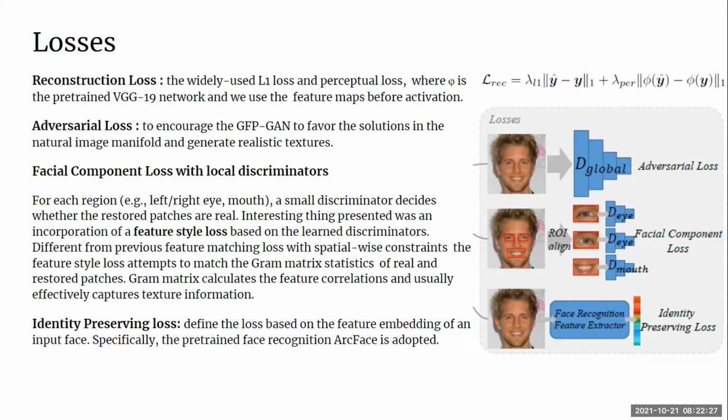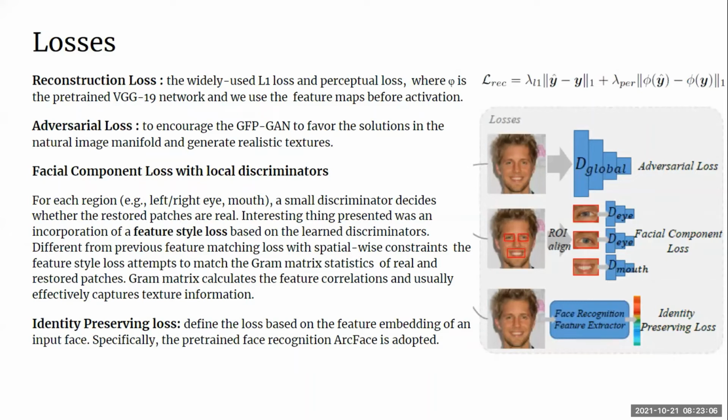Another interesting thing is that other than this kind of adversarial loss, they also use a feature style loss. If you're familiar with NST, neural style transfer, the idea is to use the Gram matrix of the features of the trained discriminators in order to quantify the difference between the styles. And the style, technically, is the feature correlations.